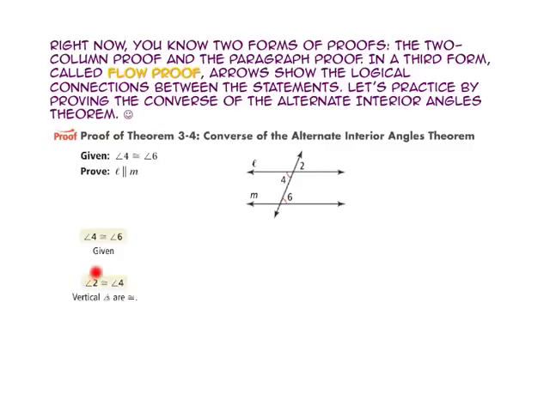Since angle 2 and angle 6 are both congruent to angle 4, angle 2 is congruent to angle 6 by the transitive property of congruence. Since angle 2 and angle 6 are congruent corresponding angles, we know that line L is parallel to line M by the converse of the corresponding angles postulate.